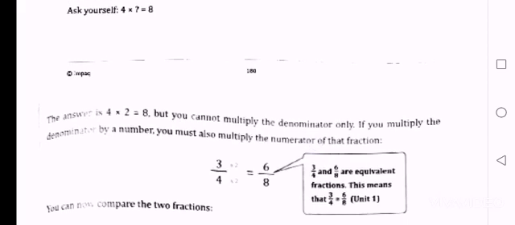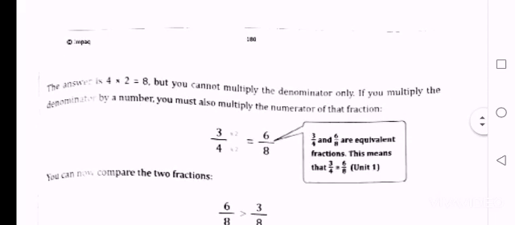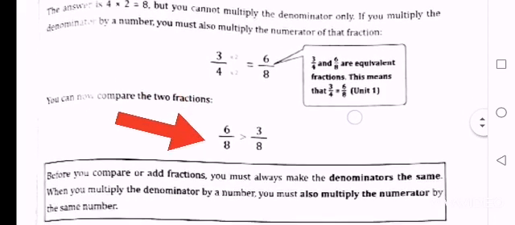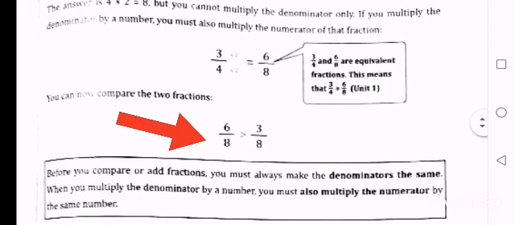But you cannot multiply the denominator only. If you multiply the denominator by a number, you must also multiply the numerator of that fraction. So 3/4 times 2 on top and times 2 at the bottom will give you 6/8. They are equivalent fractions. Okay? You can now compare the two fractions.